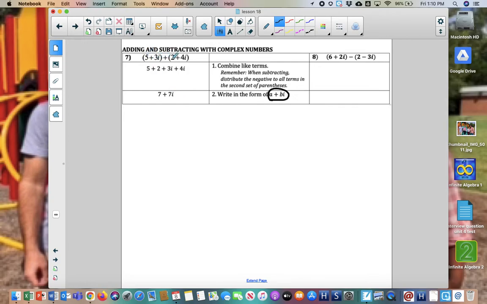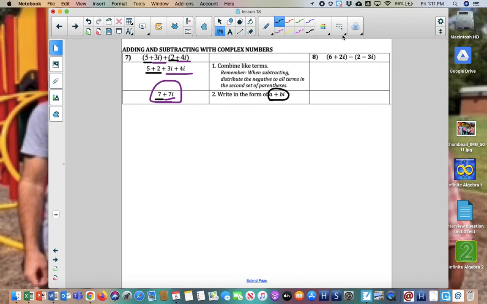So notice here it's 5 plus 3i plus 2 plus 4i. So we're just going to add the real parts, which are the 5 and the 2, which give us 7. And then we're going to add the imaginary parts, which is 3i plus 4i. Well, 3i plus 4i is 7i. So we get 7 plus 7i.